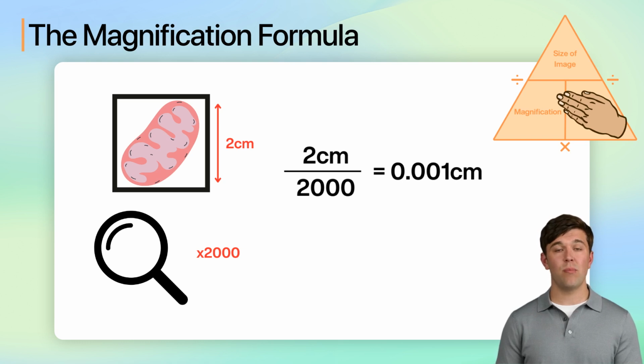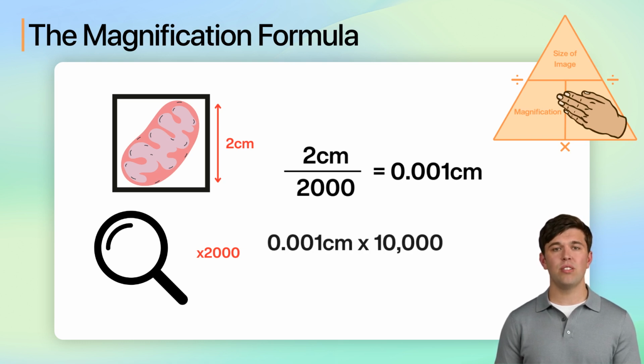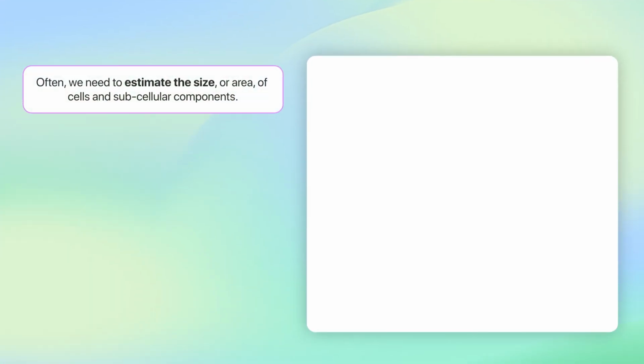0.001 centimeter in micrometers is equal to 0.001 multiplied by 10,000. This is 10 micrometers. Therefore, the actual size of the mitochondrion is 10 micrometers. In addition to precise calculations, we often need to estimate the size or area of cells and subcellular components.